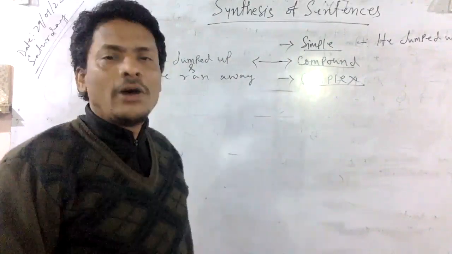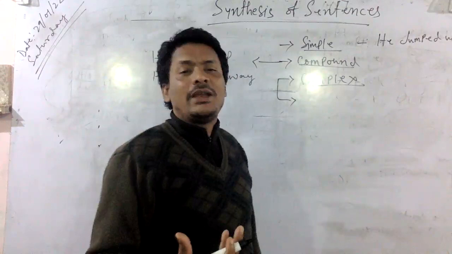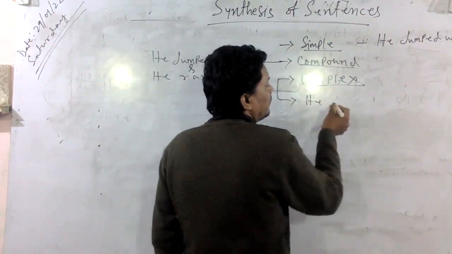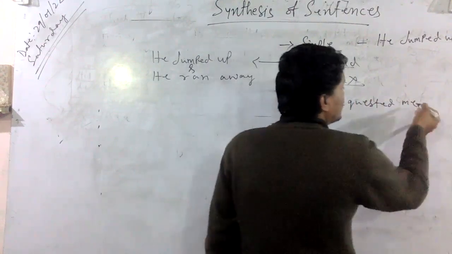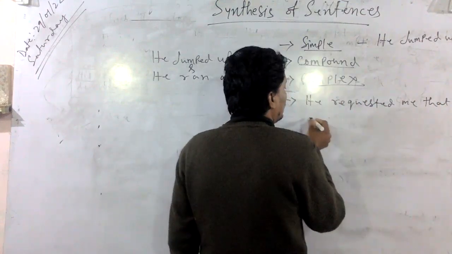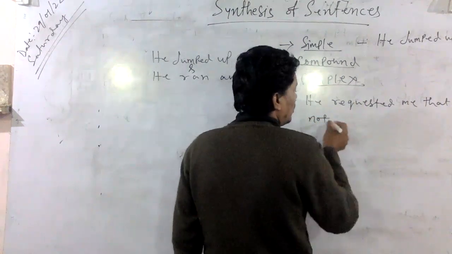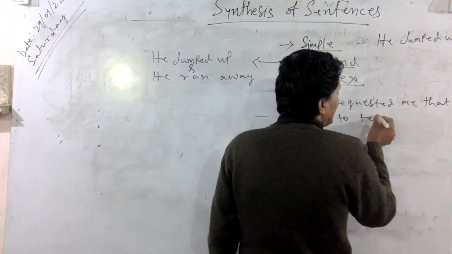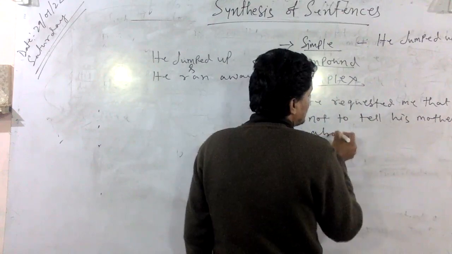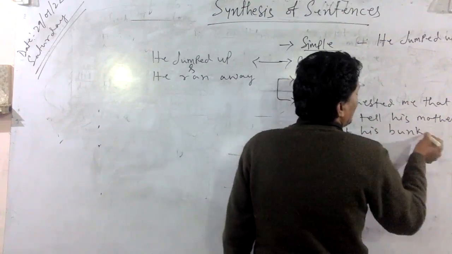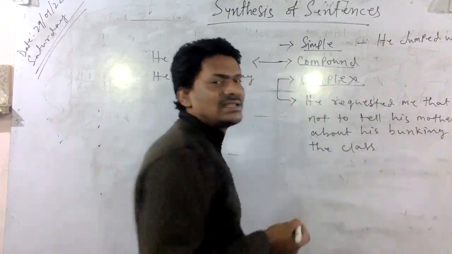Similarly, if I talk about a complex sentence, what can it be referred to as? He requested me not to tell his mother about his bunking the class. That can be called a kind of complex sentence.